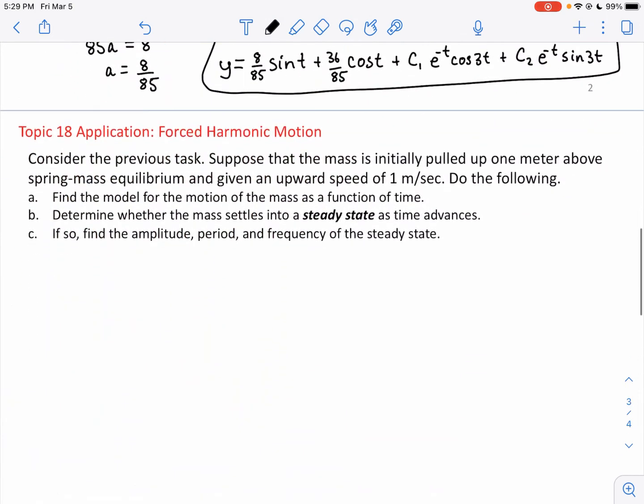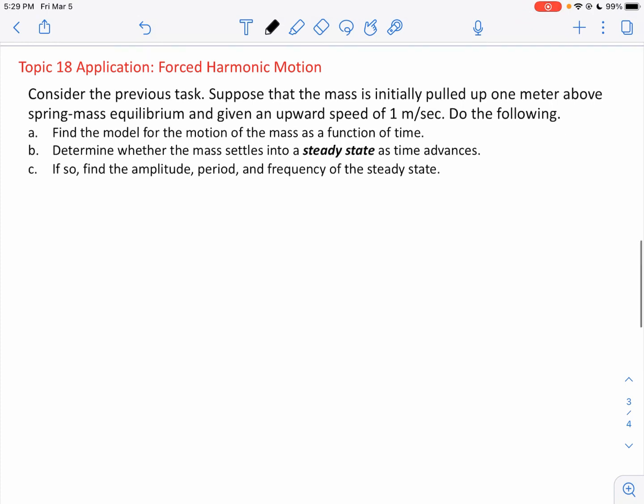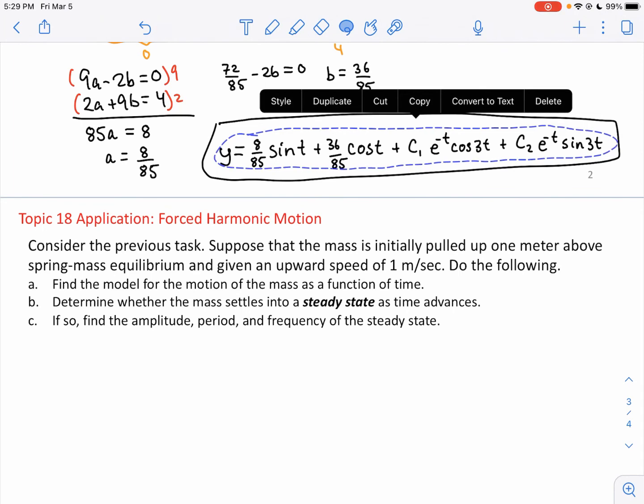Okay, now let's go to the last slide. The last slide is just a continuation of the second task we just finished. Consider the previous task. Suppose that the mass is initially pulled up 1 meter above spring mass equilibrium and given an upward speed of 1 meter per second. So those are the same initial conditions as our first problem. Do the following. Find the model for the motion of the mass as a function of time. So here we have to go for the particular solution next. Let's go ahead and just copy this and bring that down.